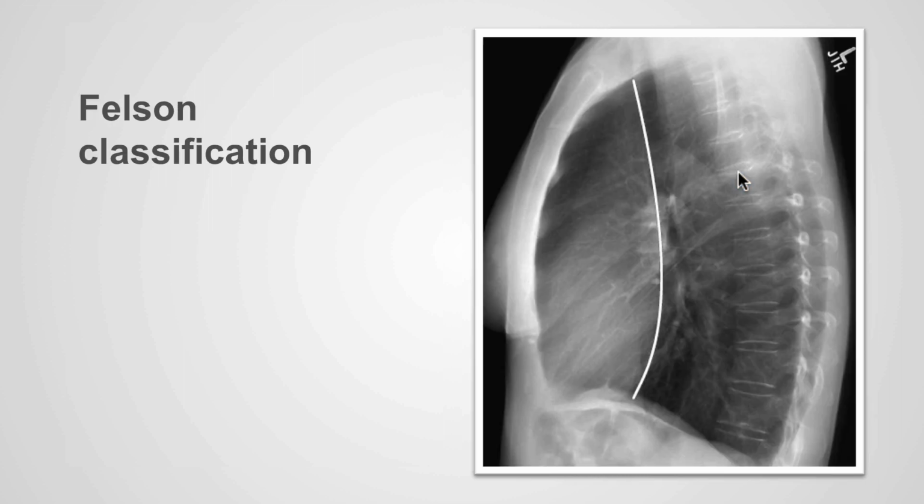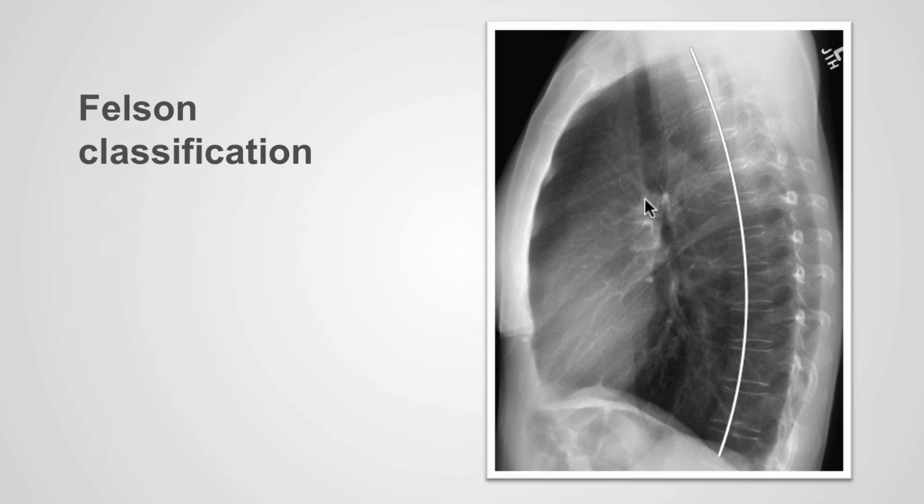Felson was a radiologist and a very practical radiologist, and he classified the mediastinum based on the use of two lines. The first line lies along the anterior aspect of the trachea and the posterior pericardium. Everything anterior to this line lies within the anterior mediastinum.